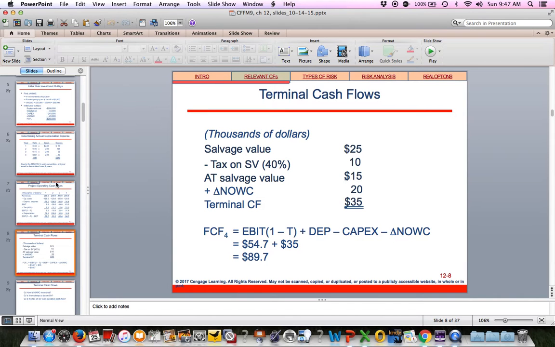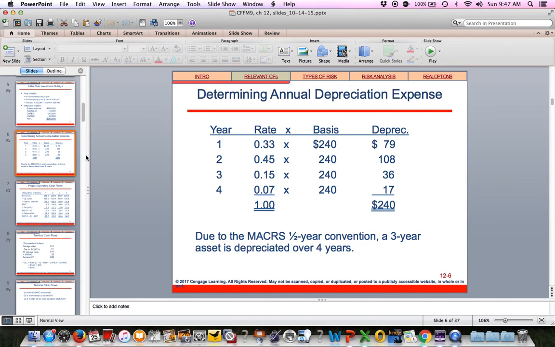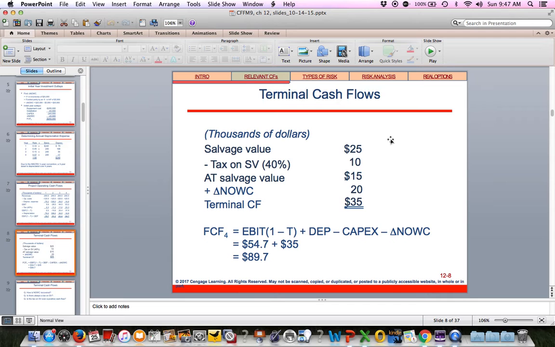So we depreciate it all the way. This right here means we depreciate it all the way. This table here, the cost was 240. We depreciated it away at 240. The 240 is the sum of these 4 numbers right here. And so when I sell it after 4 years, it has a salvage value of 25 and no book value, right? It's been fully depreciated.